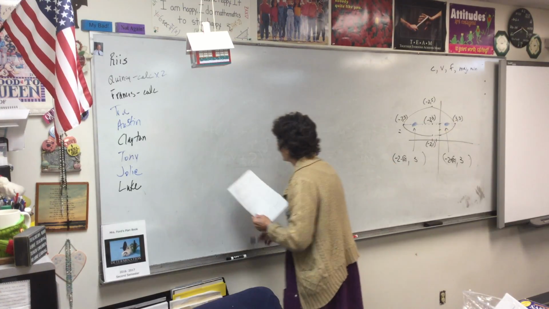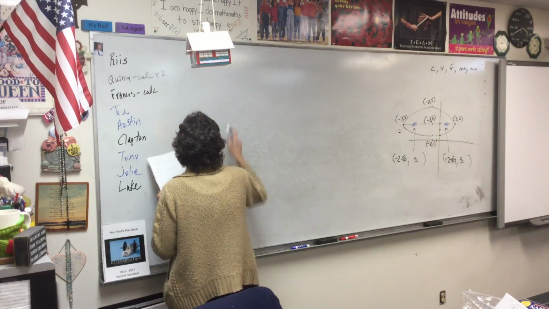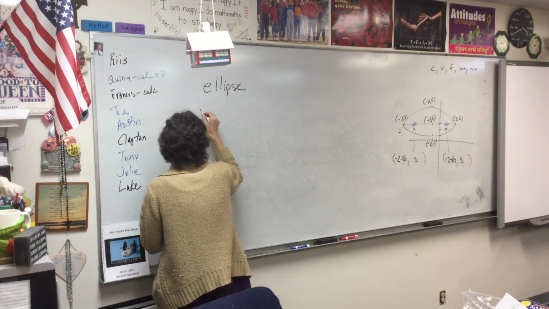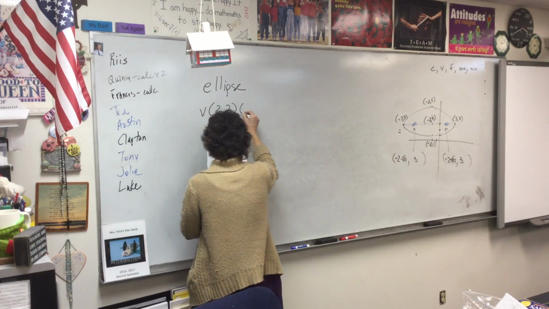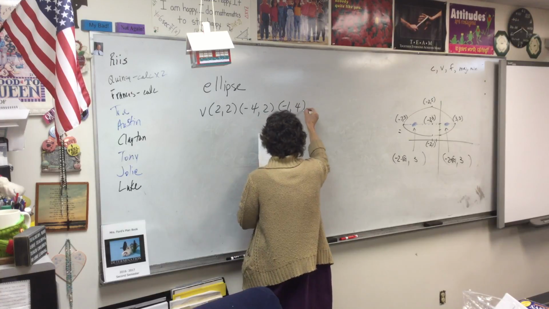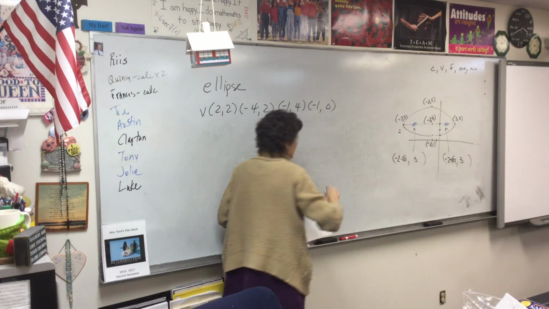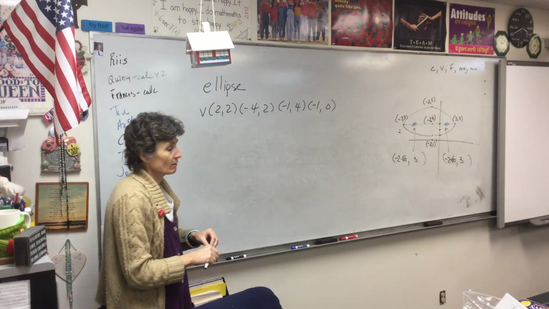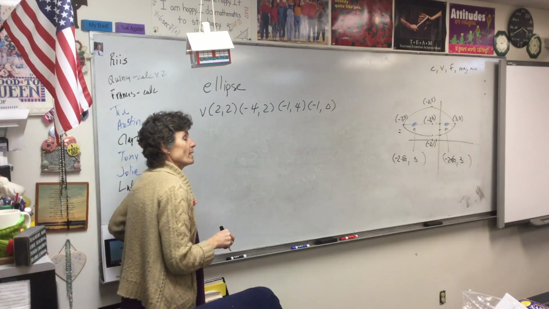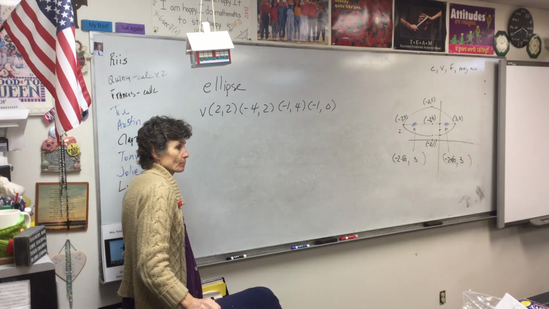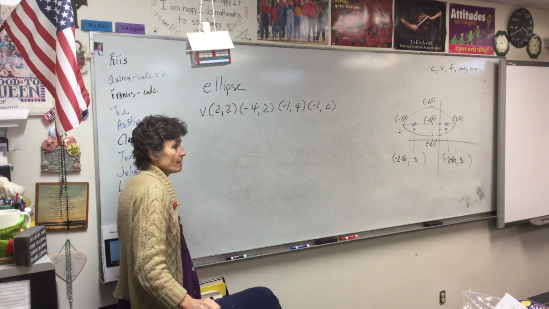I'm going to tell you it's an ellipse. I'm going to write the equation of an ellipse. And I'm going to tell you that the vertices are 2, 2, negative 4, 2, negative 1, 4, and negative 1, 0. Those are the vertices of the ellipse. That's all I'm going to tell you. And you're going to write the equation. Okay?